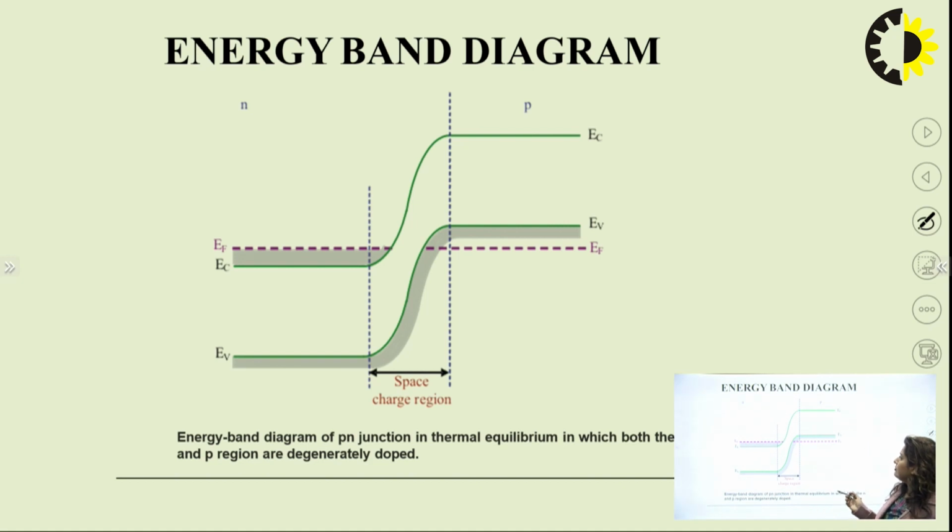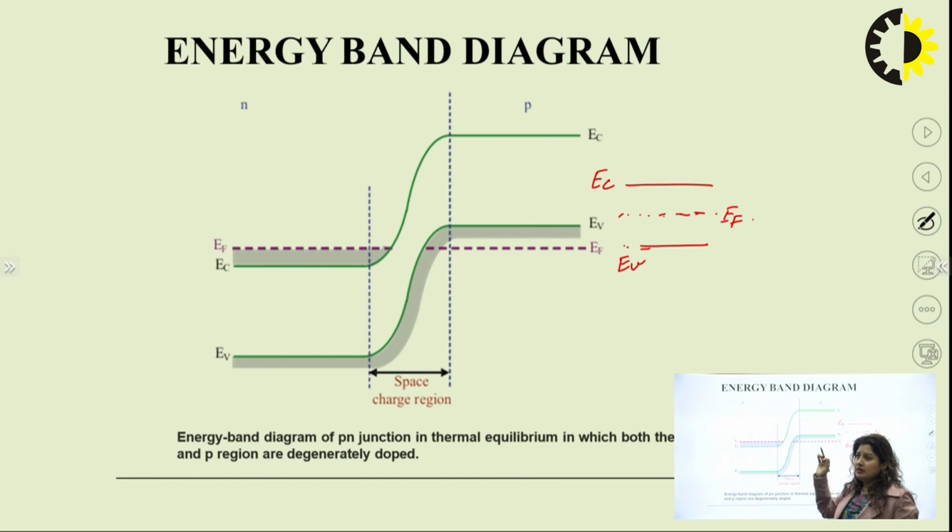Here we have the N type semiconductor on the left side and the P type semiconductor on the right side. As we already know, there is a lower energy level, which is called the valence band, and a higher energy level, which is called the conduction band. In between, if it is an intrinsic semiconductor, is the Fermi level. So the Fermi level always lies in between EC and EV, that is the conduction band and the valence band.